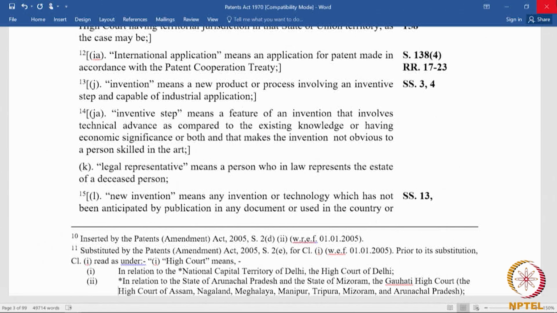Inventive step means a feature of an invention that involves technical advance as compared to the existing knowledge, or having economic significance, or both. So, technical advance is a requirement. Now, what is the technical advance that we are concerned about? The technical advance compared to existing knowledge. Existing knowledge can be summarized as the state of the art or the prior art. So, there has to be a technical advance when compared to the existing knowledge, or economic significance, or both, and that makes the invention not obvious to a person skilled in the art.